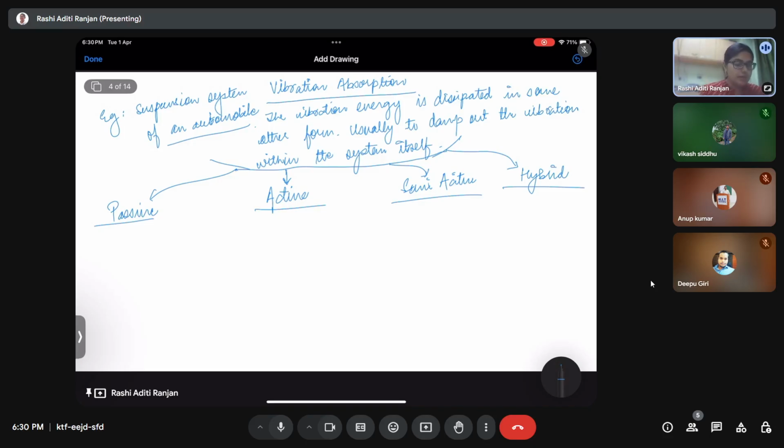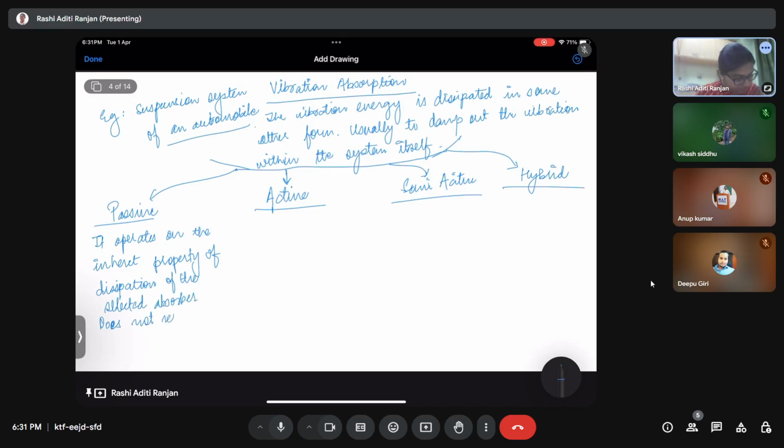So we'll write about the passive absorber. It operates on the inherent property of dissipation of the selected material, but does not require any input. Okay, this is a passive vibration absorber.